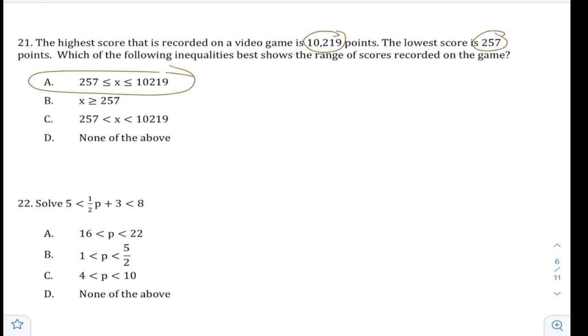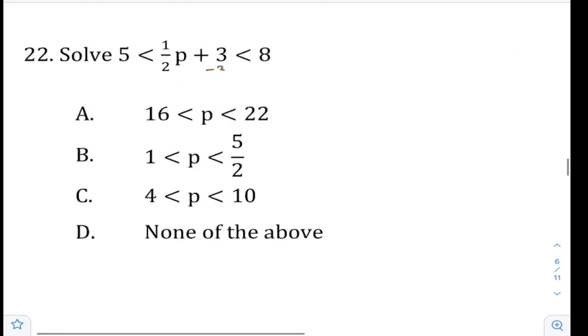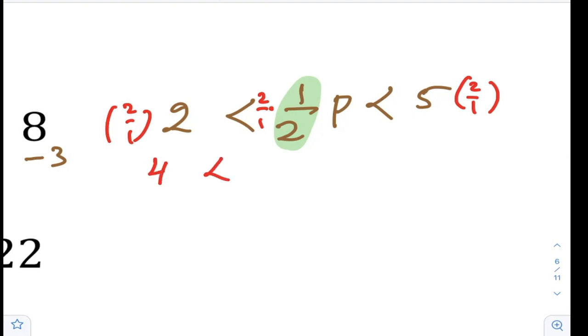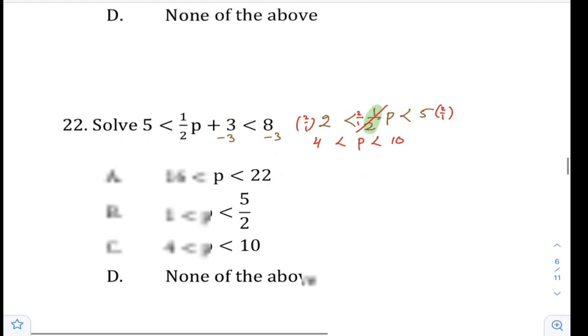Very clear. 22, solve this inequality. Let's subtract the -3 from all sides. And we have here half p. How can I have the p alone? I have to get rid of the 1/2. And this can be done by multiplying by 2/1 everywhere. And this means we have 4 here, we have here p, we have here 10, and the solution will be C, obviously.